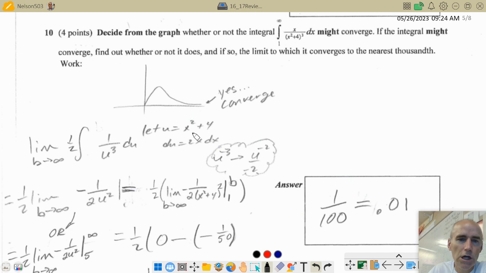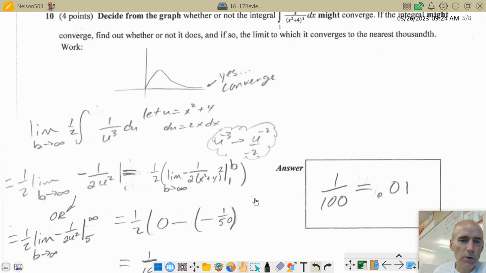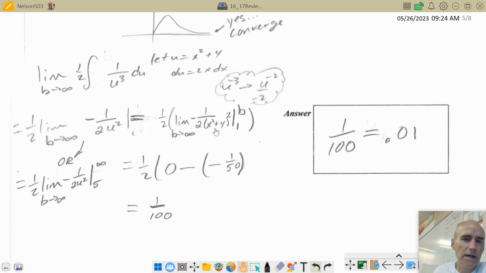I could take 0 and plug it in and get 4 and put a 4 over here, I guess. And b is going to infinity, so it doesn't really matter. I mean, I could still have my b up here. That's totally fine. But I didn't do that. I just went through, I took my antiderivative with the u, and then I plugged the x's back in. And I want to evaluate that from 1 to b. So when I plug b in, where'd that go?